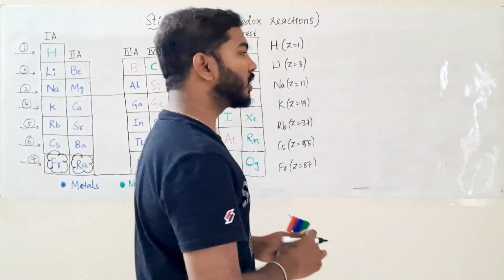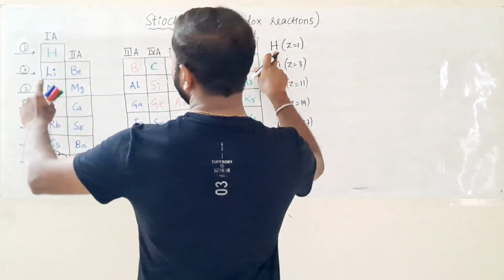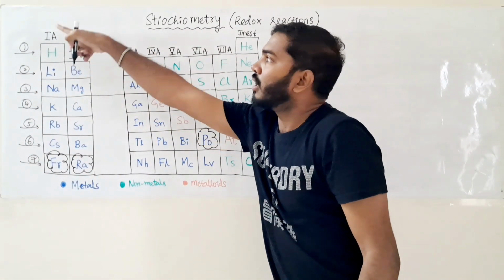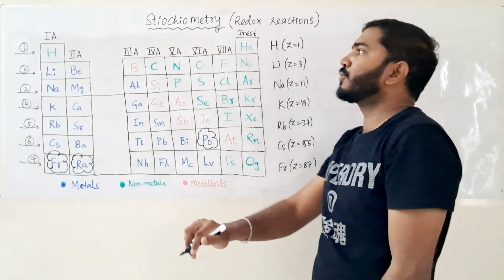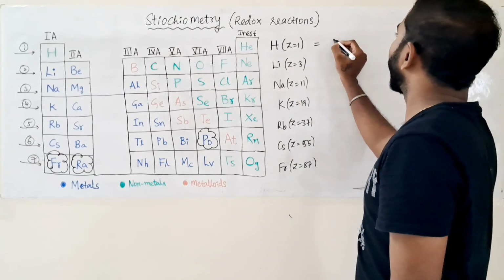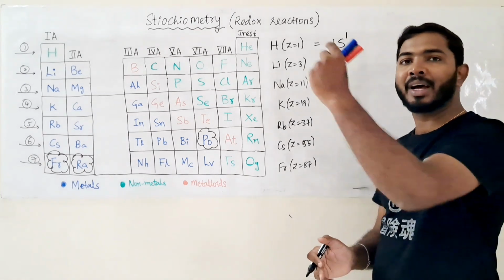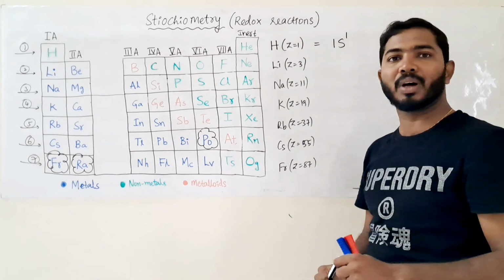And now by using this concept, you can write down hydrogen's atomic number is 1, it is present in first period, s block, and then it belongs to 1A. So we can write down as first period, s block, and then 1A group. So the hydrogen's electronic configuration is 1s1.